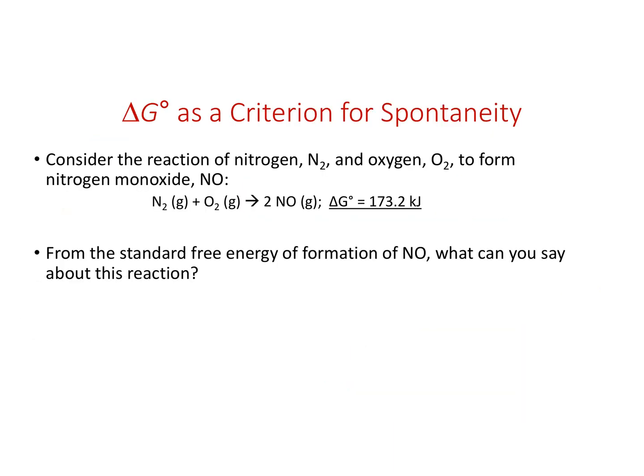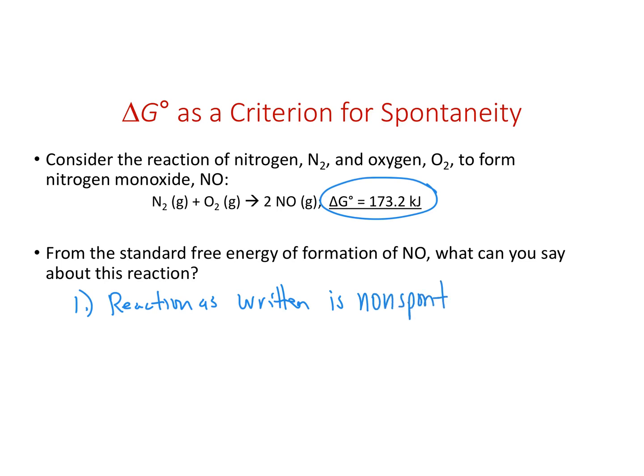So let's take a look at this reaction. Nitrogen reacts with oxygen to produce 2 molecules of nitrogen monoxide. And the delta G of that reaction is 173.2 kilojoules. So looking at that reaction, what could you say about this reaction in general, given what we just talked about? Well, to start us off, we have a positive delta G. So that means the reaction as written is non-spontaneous. That reaction is uphill.